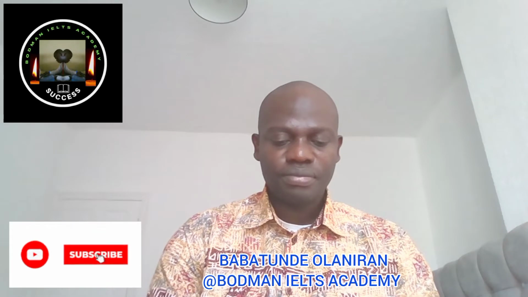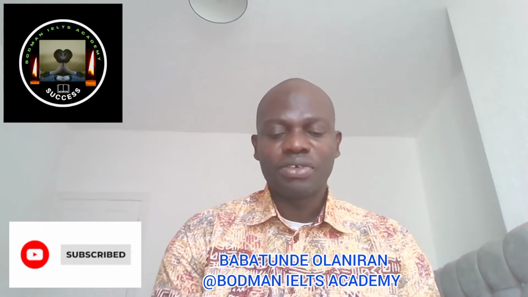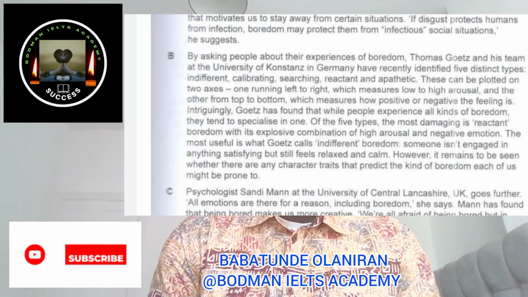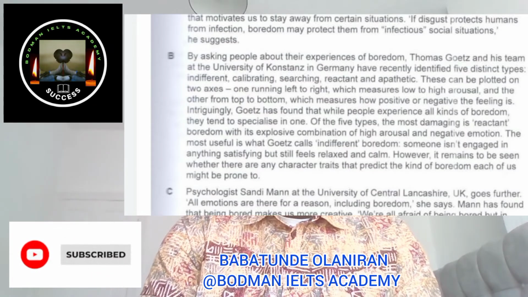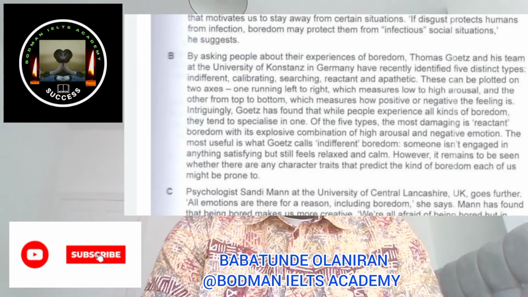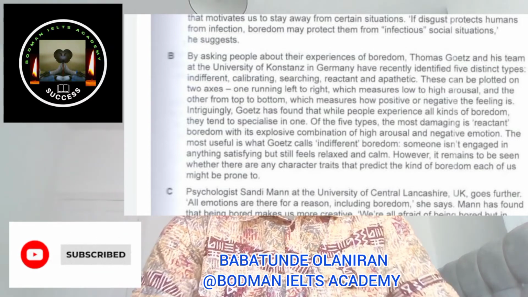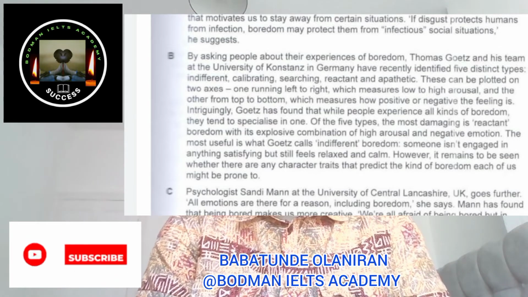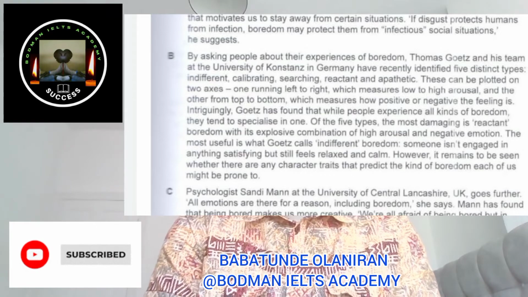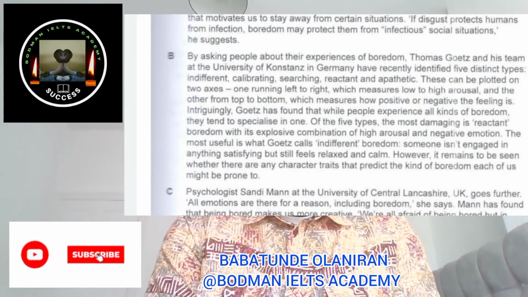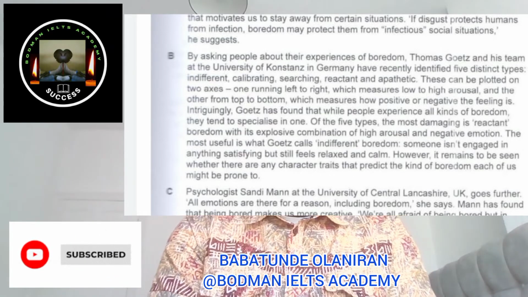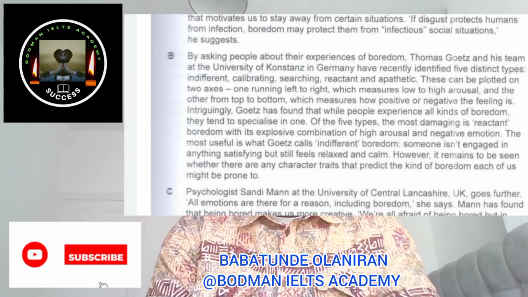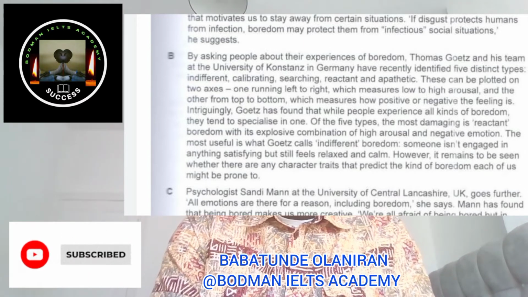Repeat the same thing. So I will read the paragraph the way I read the fourth paragraph. By asking people about their experiences of boredom. Thomas Goethe and his team at the University of Constance in Germany have recently identified 5 distinct types: indifferent, calibrating, searching, reactant, and apathetic. So this sentence is saying that Thomas Goethe and his team identified 5 different types of boredom by asking people about their experience.